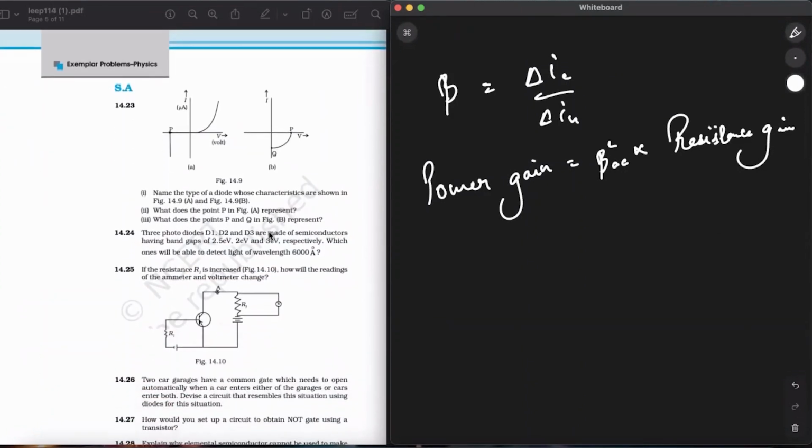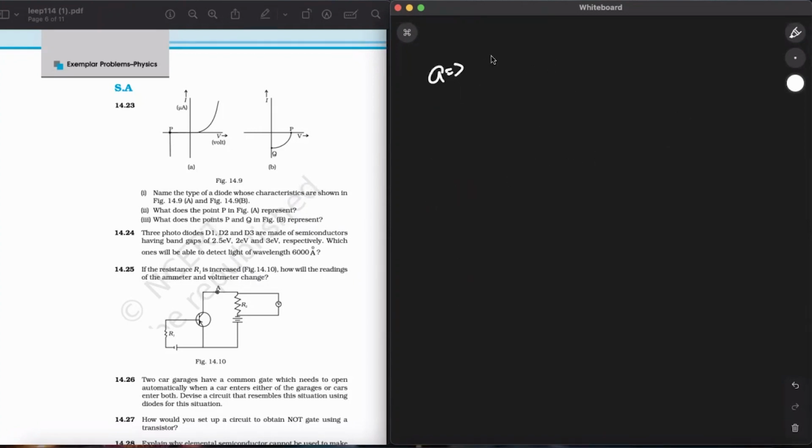Short answer type questions. Name the type of diode whose characteristics are shown in figure A and figure B. And what does the point P in figure A represent? That is the breakdown. What do the points P and Q in figure B represent? Figure A represents the characteristics of a Zener diode, and curve B is of a solar cell. So A is a Zener, and B is a solar cell.